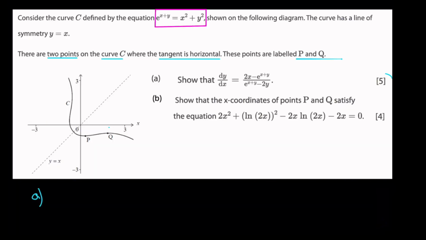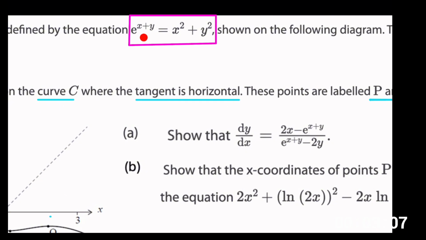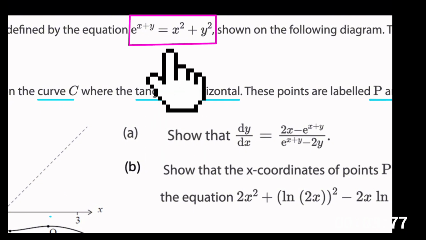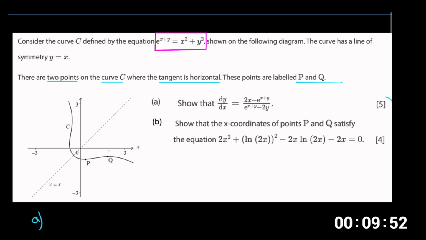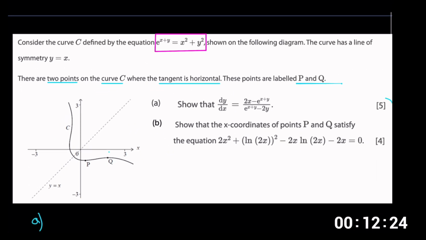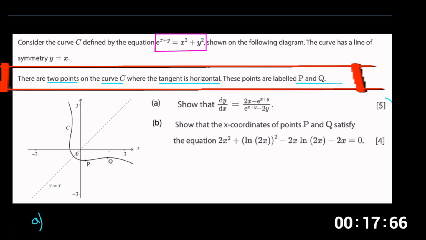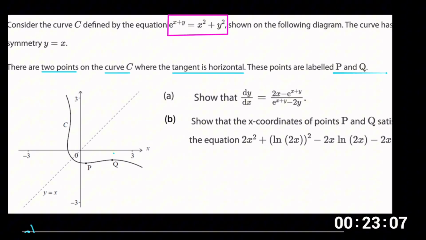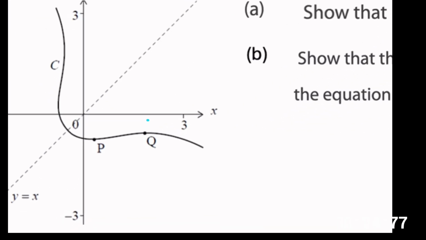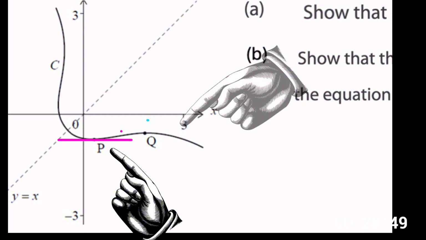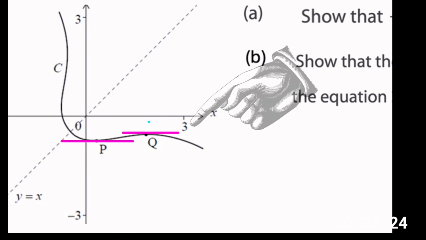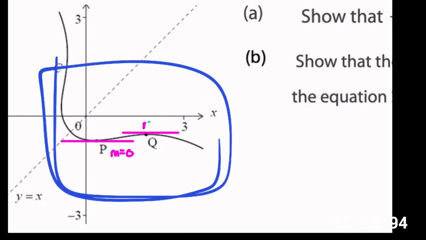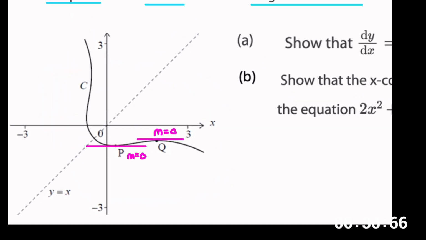Okay, start the clock. Consider the curve C defined by the equation e to the power of x plus y is equal to x squared plus y squared, shown on the following diagram. We have a diagram down here, and there's a line of symmetry running through. There are 2 points on the curve where the tangents are horizontal, labeled P and Q. So straight away, we can define that there are horizontal tangents at P and Q. If the tangent is horizontal, the gradient is 0, so I'll write m equals 0, m standing for gradient.